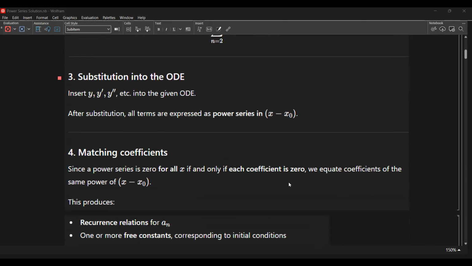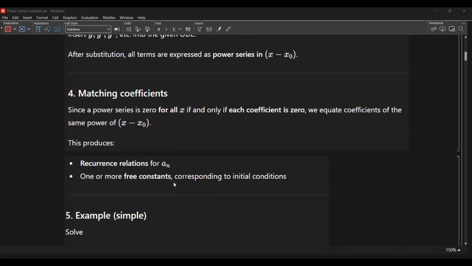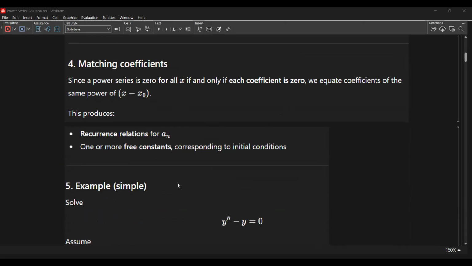So we match coefficients. Since the power series is 0 for all x if and only if its coefficients are 0, we equate the coefficients of the same power of x minus x sub 0. For example, we group the terms having the same power of x. This produces a recurrence relation for c sub n, with one or more constants corresponding to initial conditions.